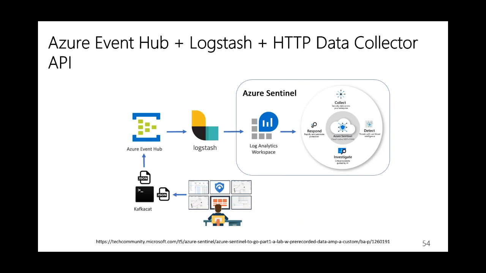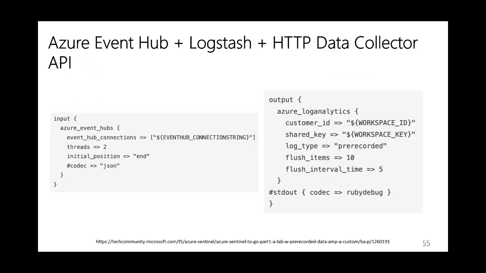And then I can have, for example, a Logstash plugin, which would allow me to connect my hub all the way to my Log Analytics workspace. And if you're wondering how this could be done, if you go to the link at the bottom, you can see pretty much how all this is done as well. And these are some of the configurations that you'd be able to use.